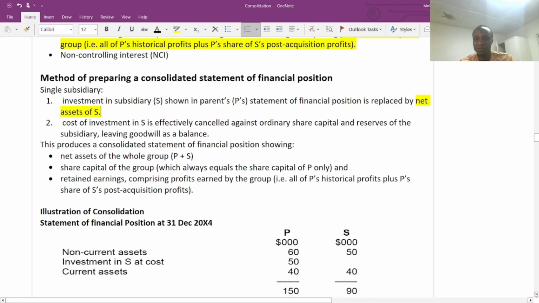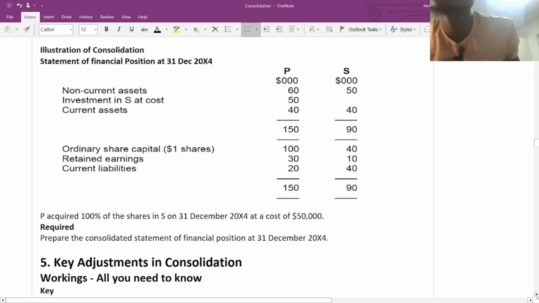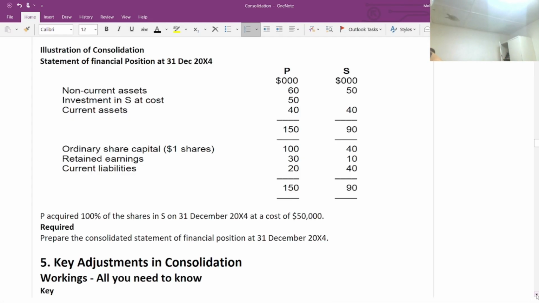So now basically, let's try to solve this question so we are able to understand better. Let's look at the concept of the consolidation.